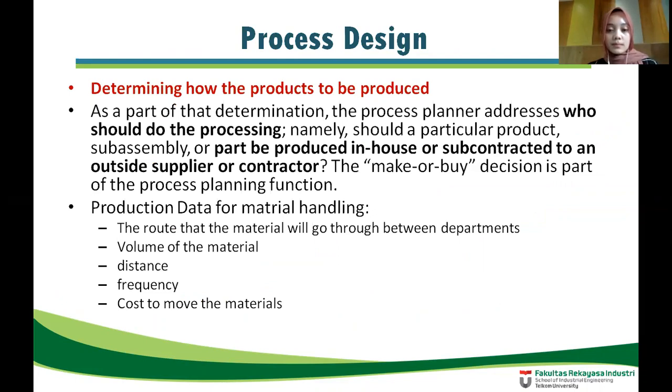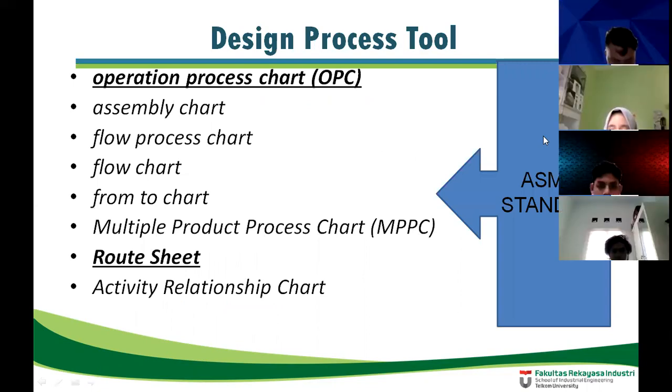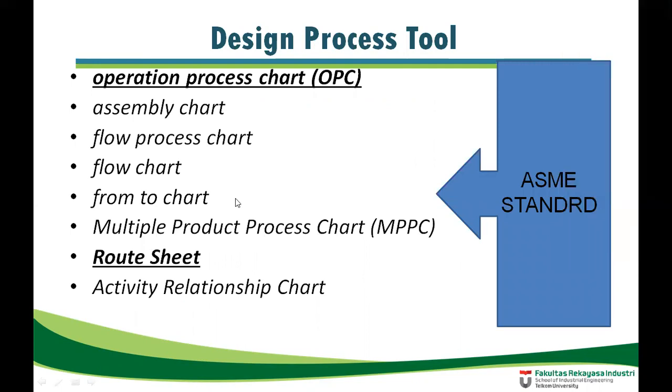And this is the process design. It is determining how the products are to be produced, right? And the production data for material handling is the distance, the frequency, the cost to move the material, the route. These are the important items in material handling. And then how to depict the process. So we can see on your screen that we have a standard: assembly chart, flow process chart, flow chart, form to chart, MPPC. This is the standard of manufacturing associations.